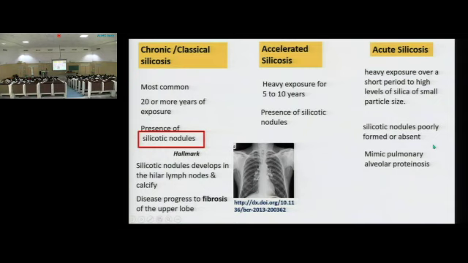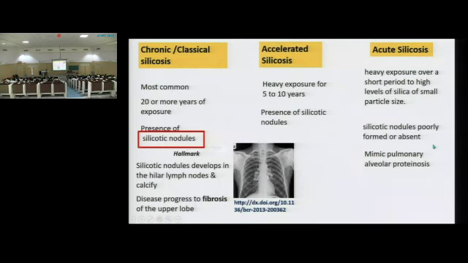So in accelerated cases of silicosis, there is heavy exposure to silica particles over a short duration, and there will also be the presence of silicotic nodules. While remember one thing, in acute silicosis there will be absence of silicotic nodules. You will not be able to see silicotic nodules in acute silicosis, or they will be very poorly defined if present.